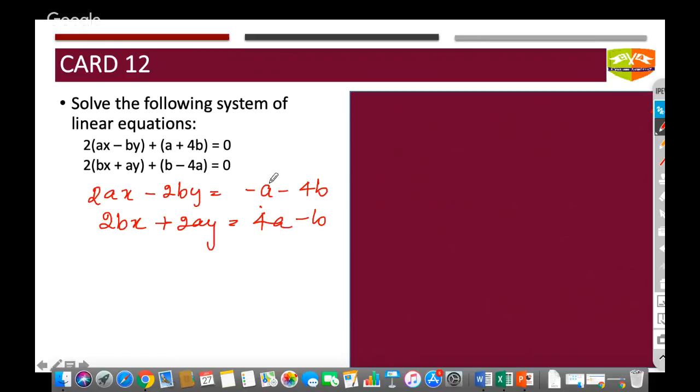Now if you look at this equation, substitution would be a bit difficult. If I start substituting, I find that minus 2by is equal to minus a minus 4b divided by 2a. So y will come out to be a plus 4b divided by 4ab. Now to put this value and do all these things would make the process tedious.